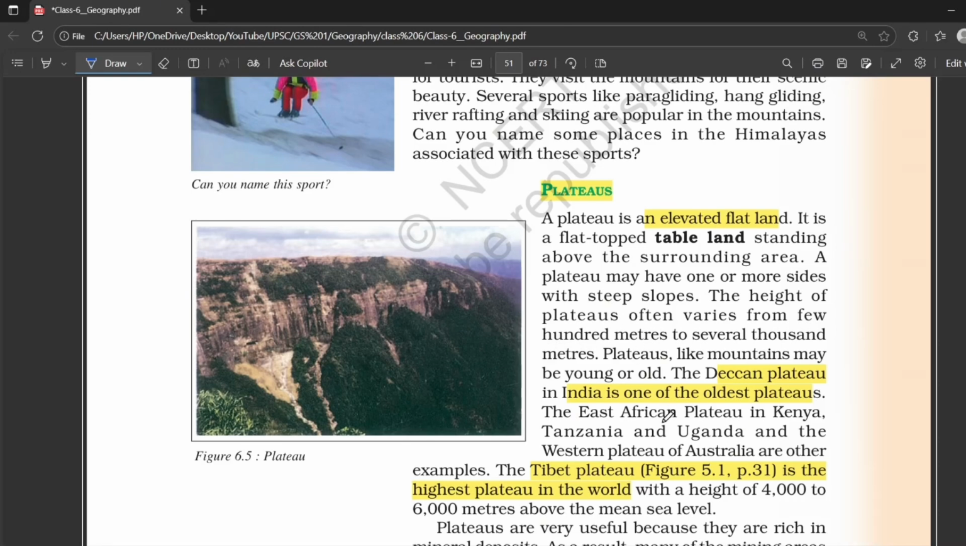The second one is tectonic uplift. When a large section of the Earth's crust is pushed up by internal forces, it forms plateaus. For example, the Tibetan Plateau was formed due to the collision of the Indian and Eurasian plates. Collision means, as I told, the convergent. And the next one is erosion. Sometimes rivers and glaciers cut down the surrounding land, leaving behind high flat surfaces. For example, the Columbia Plateau, partly shaped by river erosion.